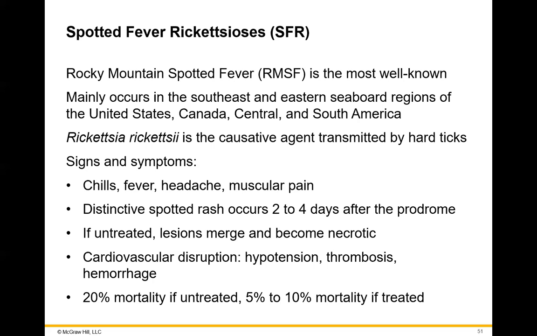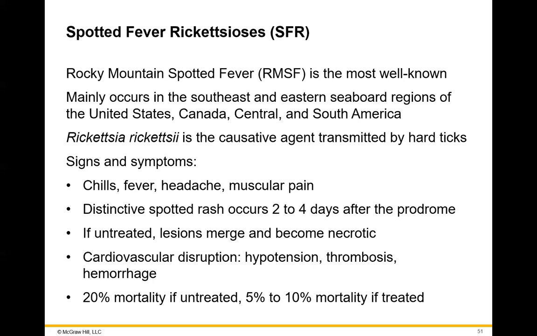We haven't seen this term in a while, so I'll remind you what a prodrome is. Prodrome is when you see your very first symptoms, when you start feeling like you don't feel good. So 2 to 4 days after your first symptoms, you get this petechial rash. The rash lesions can merge eventually and become necrotic. This can become pretty severe and lead to necrosis of tissue, cardiovascular disruption, hypotension, thrombosis, hemorrhage, shock even. It has a 20% mortality if you don't treat it.